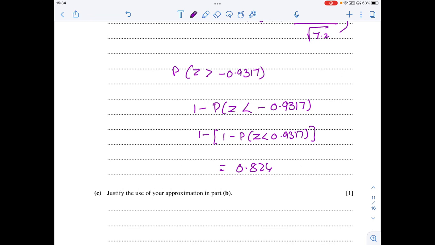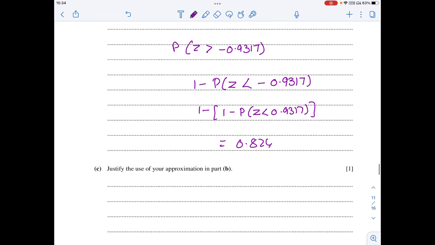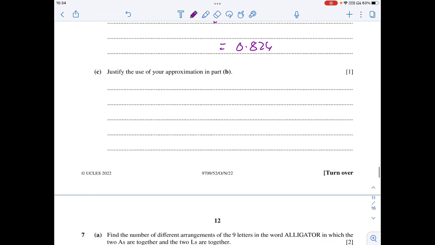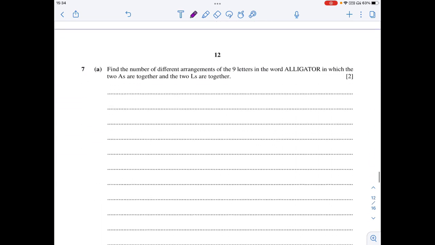Next, justify the answer of the approximation of part B. So therefore, NP equals 72, NQ equals 8. Both are greater than 5. So therefore, approximation is valid. If at all they are greater than 5, the approximation will be valid.